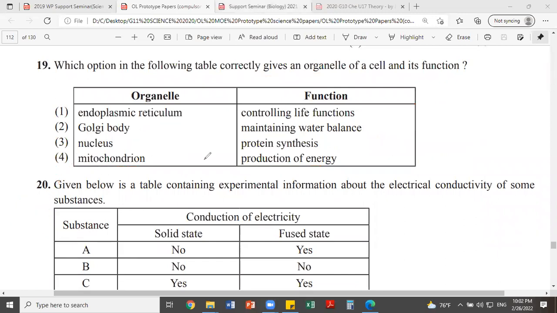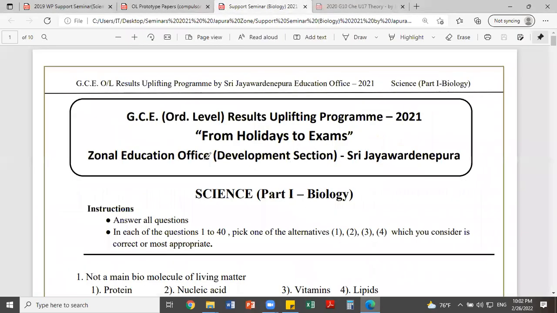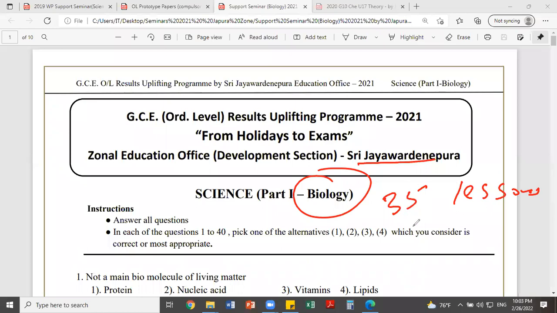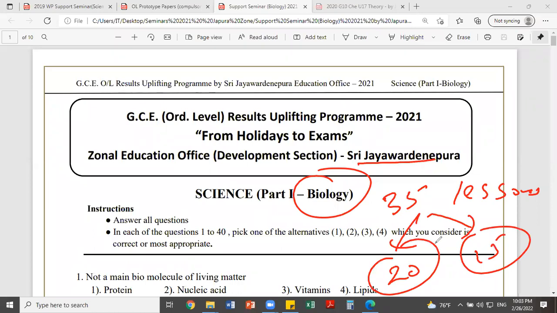Recently we conducted a seminar series for all three areas, biology, chemistry and physics, for the Java education zone. I have shared this with your WhatsApp group also. Please try to complete. After biology I will discuss chemistry and physics also. First we'll discuss biology covering all 35 lessons: grade 10 has 20 and grade 11 has 15, so the whole syllabus of both. Try to complete at least the MCQs by next week. If there are newcomers, you can request this paper again. I think 2 days back I forwarded this to your WhatsApp group.